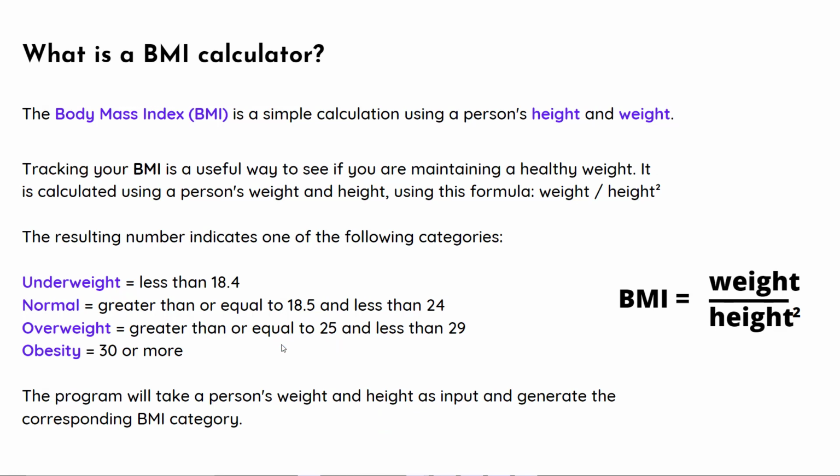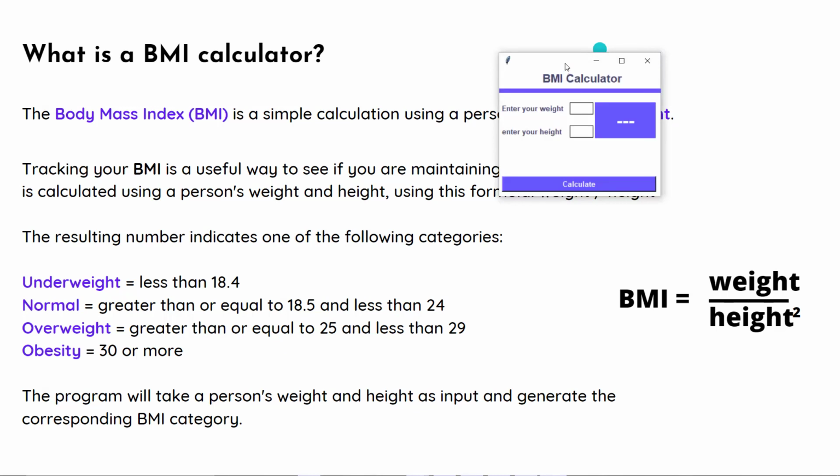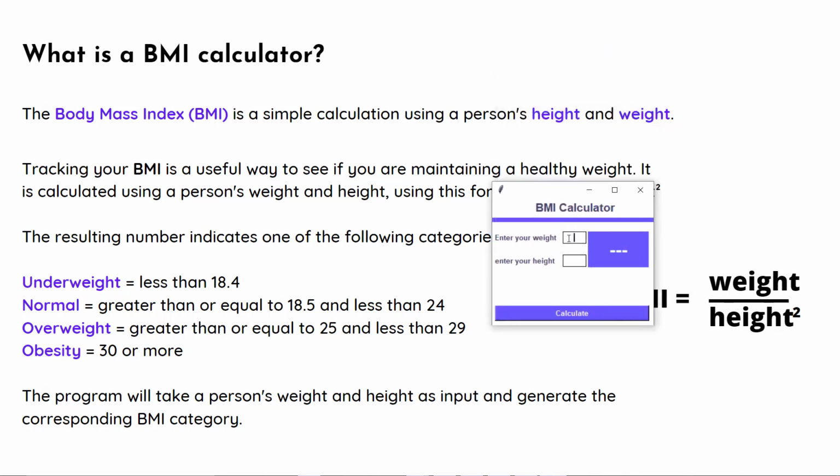Let me show you the layout first. So the layout looks something like this. Here, if you give your weight, for example 60, and your height, for example 1.2, and click on calculate, it will give us the BMI. Okay, this is obesity. And if you give, for example, 30 and click on calculate, that person is a normal person. So in this way, we are going to calculate our body mass index. So yeah, let's get started.